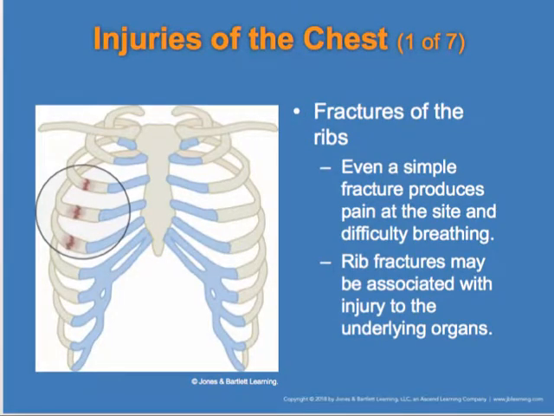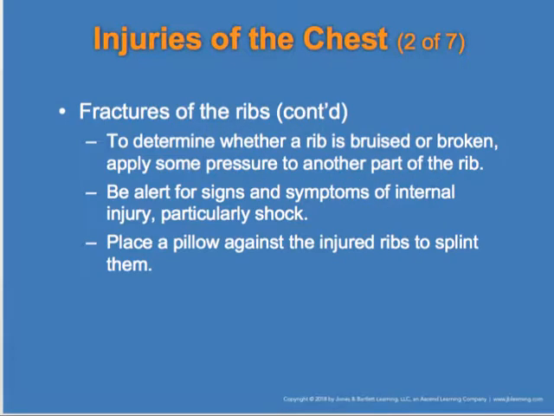Fractures of the ribs. Even a simple fracture produces pain at the site and difficulty breathing. Rib fractures may be associated with injuries to the underlying organs. To determine whether a rib is bruised or broken, apply some gentle pressure to another part of the rib. Be alert for signs and symptoms of internal injury, especially shock.